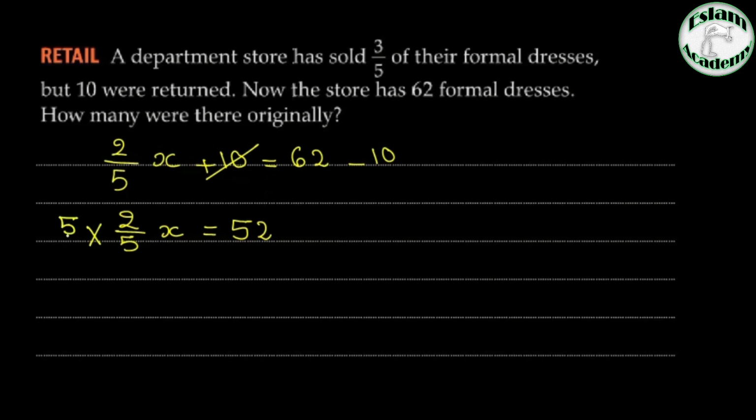Now we use the multiplicative inverse, which is 5/2 times 5/2. Cancel. It means the original number was 52 divided by 2, which equals 26. Then 26 times 5 is 130.